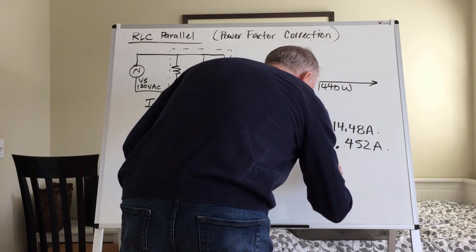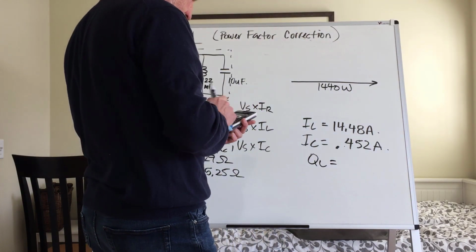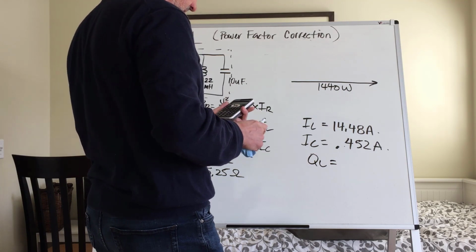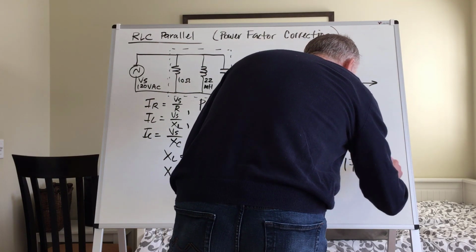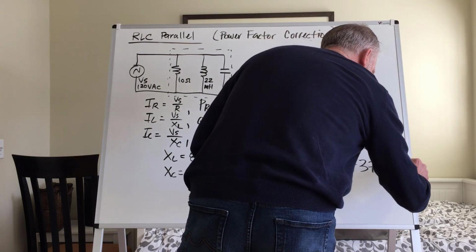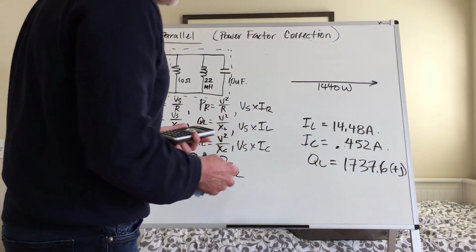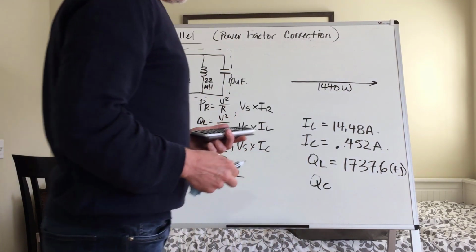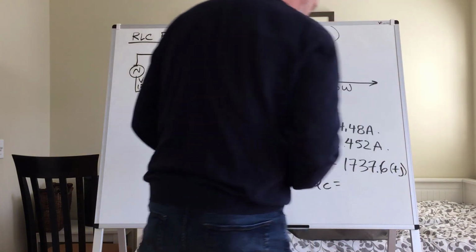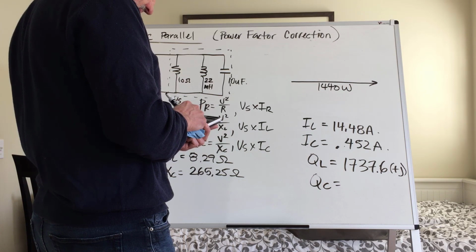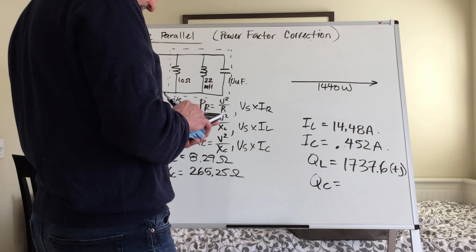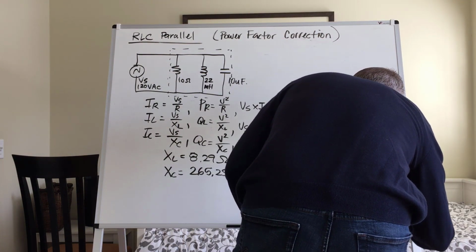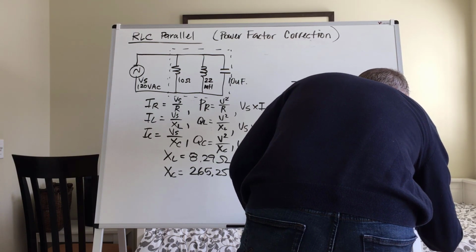So I'm going to put my QL value here, and that's going to be 120 times 14.48. So that is 1737.6, and that would be plus J VARs. So that's our plus J VARs of QL. Now I'm going to do my QC. Sorry, I should make this a little easier to see. So now I'm going to do my QC, and that's going to be 120 times 0.452, which gives us 54.24 VARs. Those are minus J VARs.